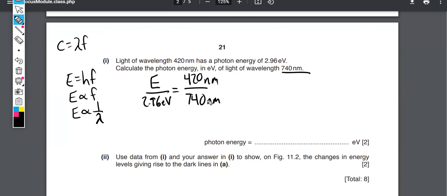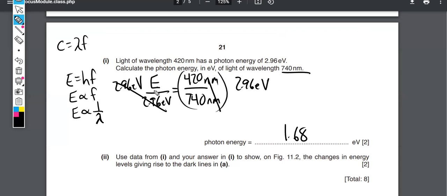Take the ratio of those wavelengths, multiply it by 2.96, and you'll get a number. Note how the nanometers cancel. So 420 over 740 gives you 0.56 and a little bit more, times 2.96 electron volts, right? Just multiplying both sides by this, and then those will cancel. 2.96 electron volts, 2.96 electron volts, that cancels. So the E, the photon energy for this wavelength light, is 1.68 electron volts, and you can solve it just with this proportion.